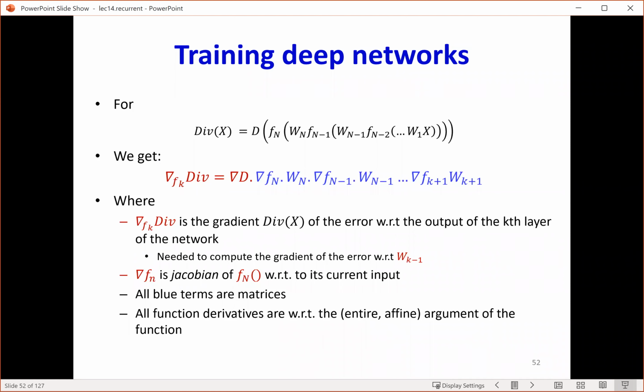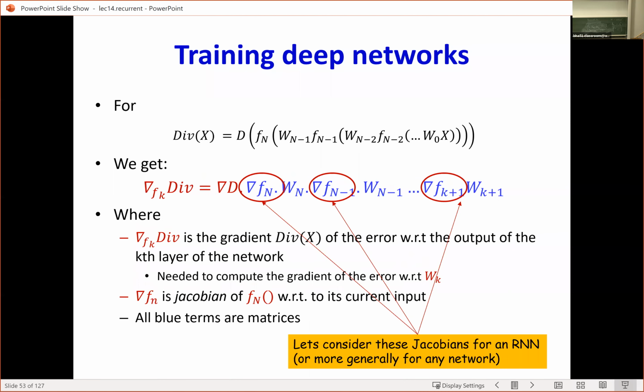So now, if I actually write out the derivative of the divergence with respect to x, that's going to be the derivative of the divergence with respect to the output of the network, times the Jacobian of the output activation function, times the weight matrix for the output layer, times the Jacobian for the penultimate layer, times the weight matrix for the penultimate layer, times the Jacobian for the previous layer, times the weight matrix for the previous layer. That's how I can write the whole thing out. Everybody see where this is coming from? Is this equation clear to everyone? Very straightforward, right?